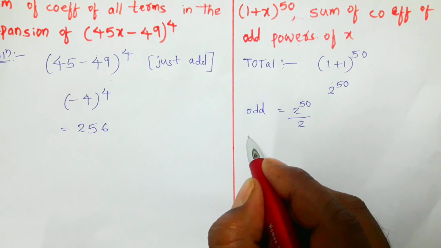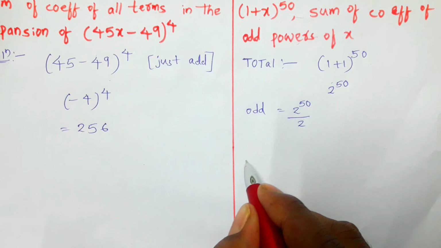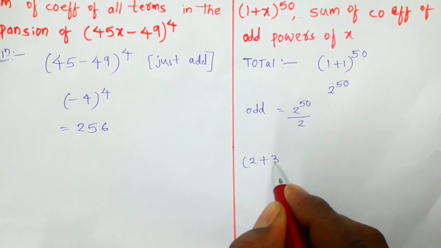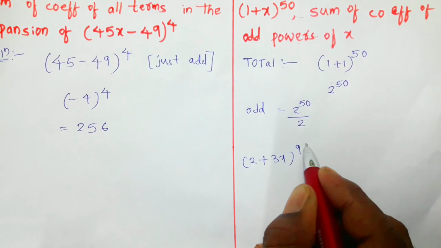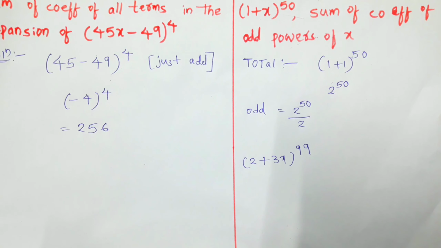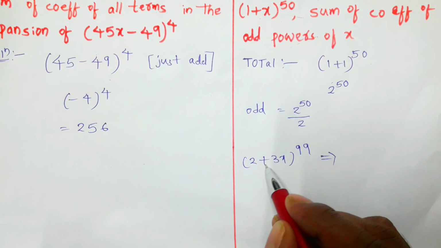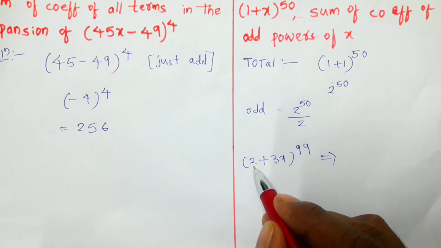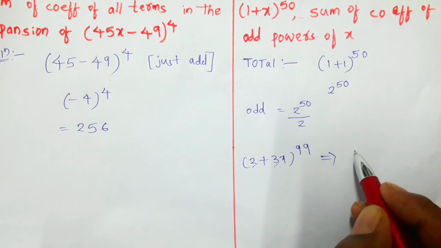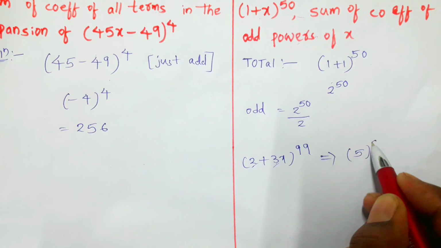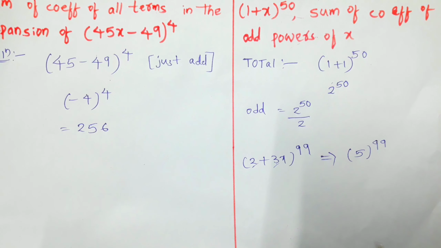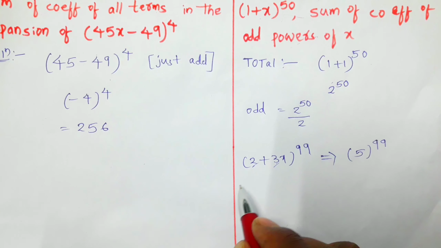See here, if any equation is in the form of (2 + 3x)^99, to find the sum of coefficients of all terms, what is the value? Coefficients are 2 and 3. What are the coefficients? 2 and 3. So 2 plus 3 is 5, 5^99 is the sum of the coefficients of terms in the expansion. And similarly, we have another equation also.